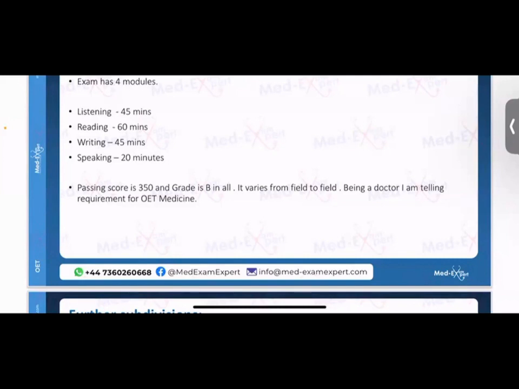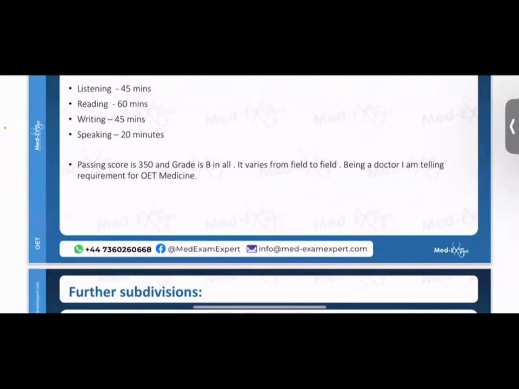You will get recorded for what you are speaking, and then you will get assessed. Interlocutors are just for your help, and they will be playing the part of the patient or a carer, and you will be playing the part of a doctor. So don't worry, as I think speaking is the easiest subtest of this exam, but still preparation is required. And the passing score is 350, and grade is B in all.